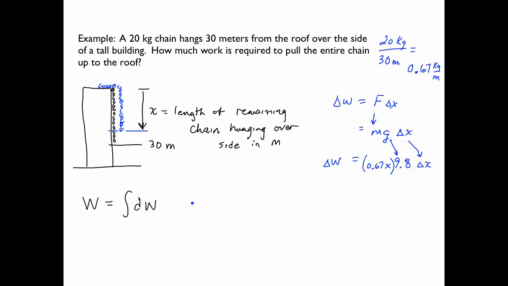Okay, so we're ready to set it up. Our little bit of work is going to be 0.67x times 9.8 dx. Okay, and we're going to think of this backwards. So I oriented it this way so that we could go from 0 to 30 meters.